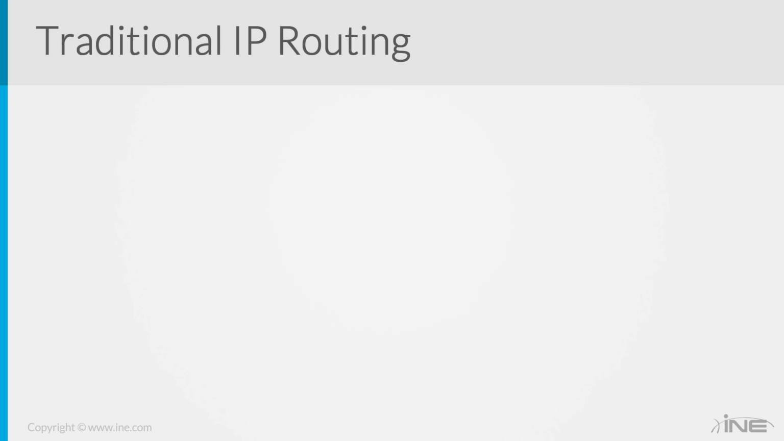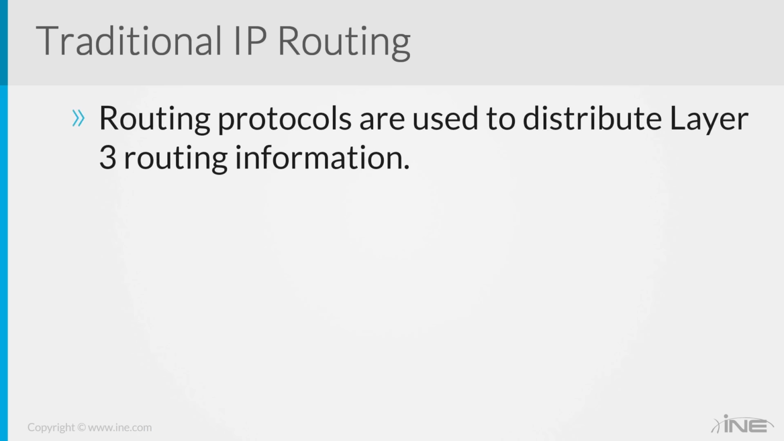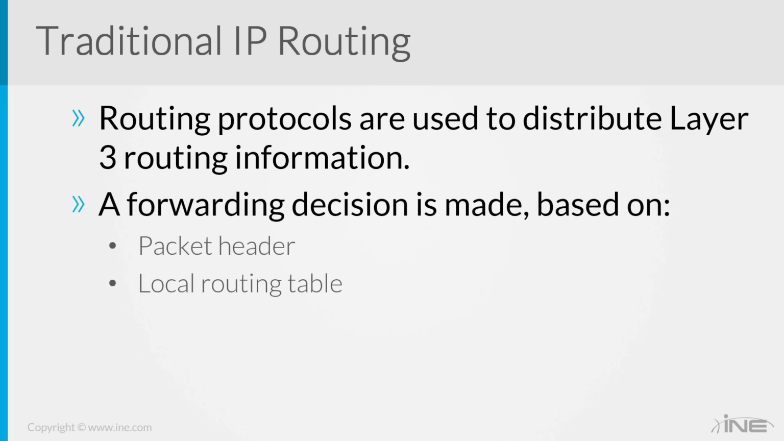You also have traditional IP routing. Routing protocols are used to distribute layer 3 routing information, which most of you should already be pretty good at. A forwarding decision is made based on the packet header and the local routing table. So let me ask you a question. Which packet header? And you guys should all be raising your hands and going, ooh, I know the answer to this. Because a packet falls at what layer of the OSI model?